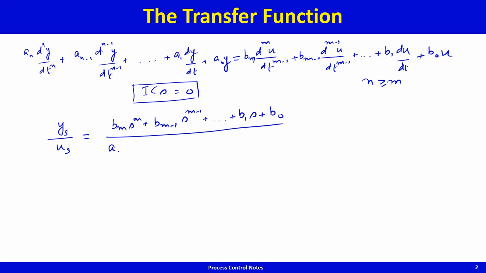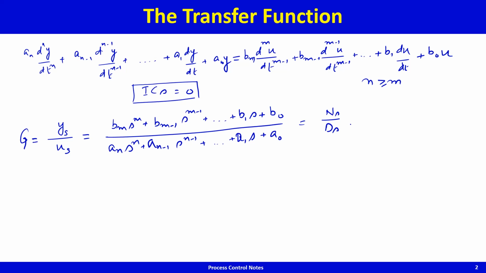You also get the denominator polynomial, the denominator polynomial. This is called the transfer function G, which relates the output y to the input u, and the transfer function consists of a numerator polynomial and a denominator polynomial in s.